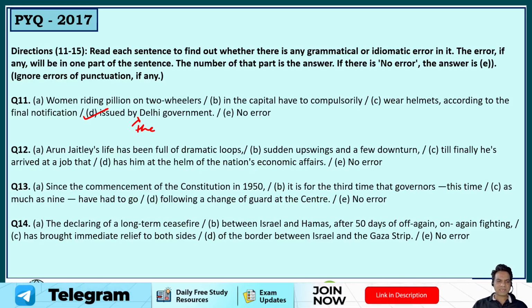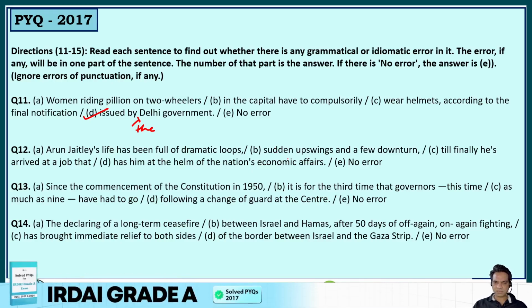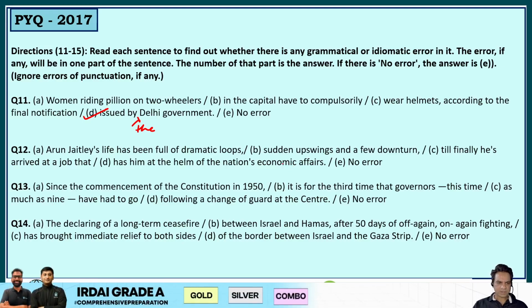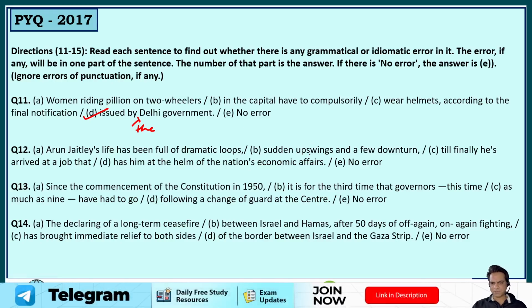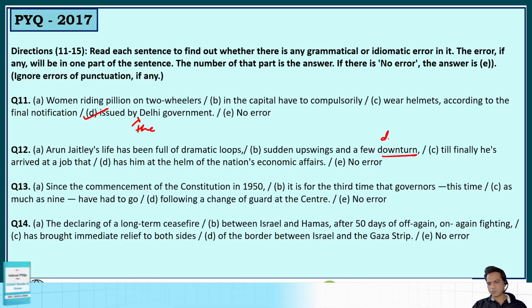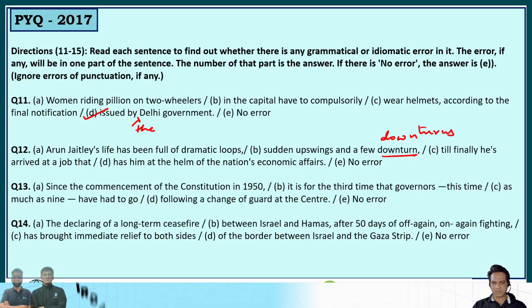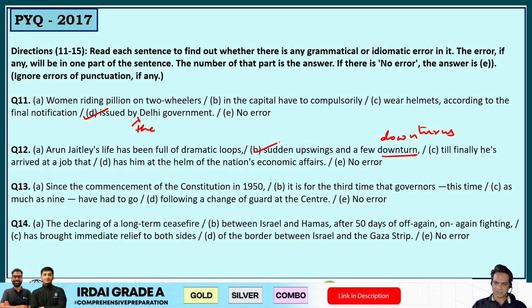Next, Arun Jaitley's life has been full of dramatic loops, sudden upswings and few downturn till finally he has arrived at a job that has him at the helm of the nation's economic affairs. So Arun Jaitley's life has been full of dramatic loops. So I think I found the mistake. Sudden upswings and a few. So when we are saying a few, it should not be downturn. It should be downturns. So a few downturns till finally he's arrived at the job that has him at the helm of nation's economic affairs. So option B was your correct choice.